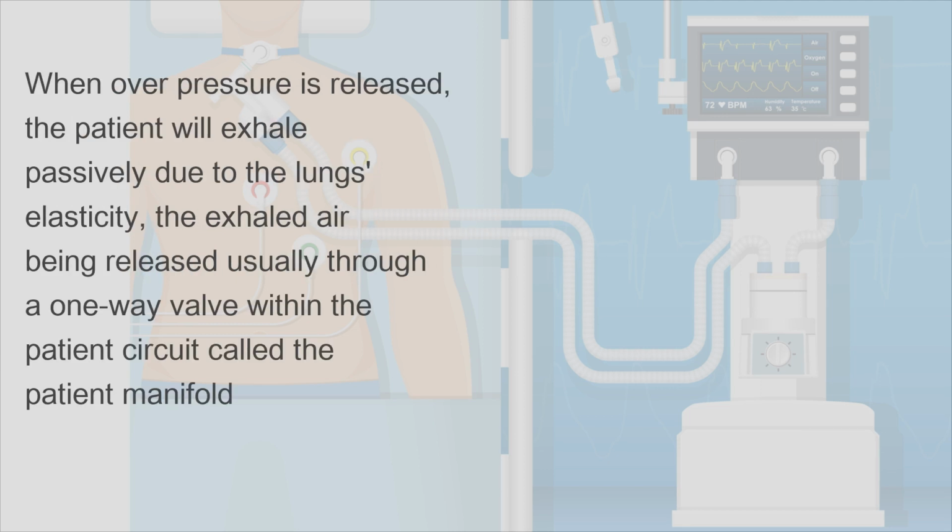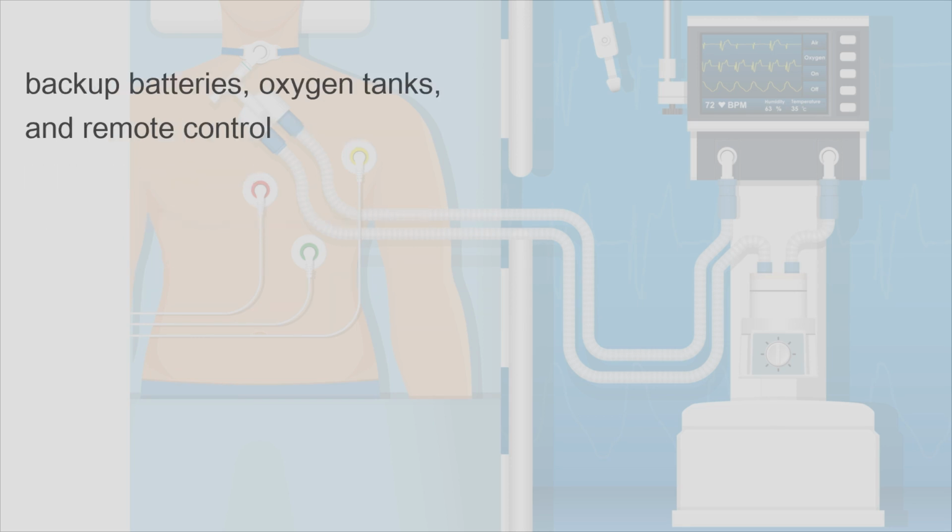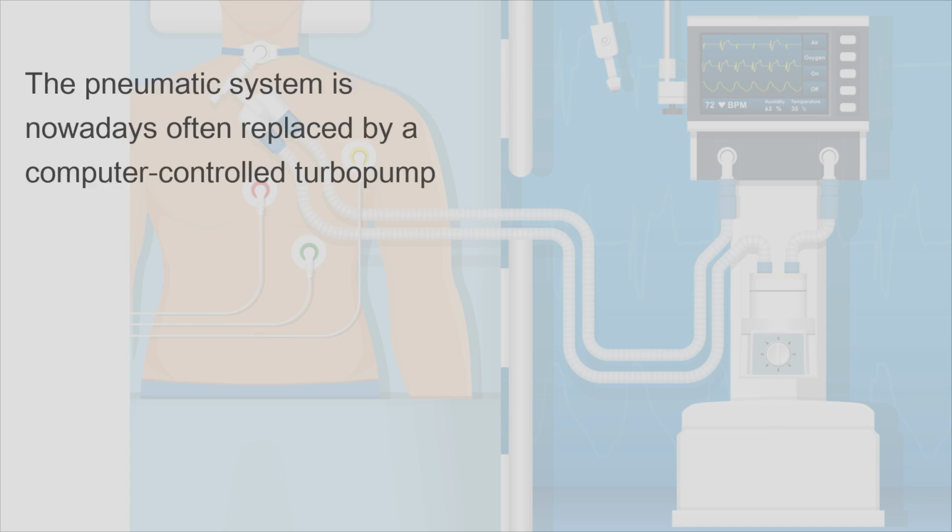When overpressure is released, the patient will exhale passively due to the lungs' elasticity, the exhaled air being released usually through a one-way valve within the patient circuit called the patient manifold. Ventilators may also be equipped with monitoring and alarm systems for patient-related parameters and ventilator function, backup batteries, oxygen tanks, and remote control. The pneumatic system is nowadays often replaced by a computer-controlled turbopump.